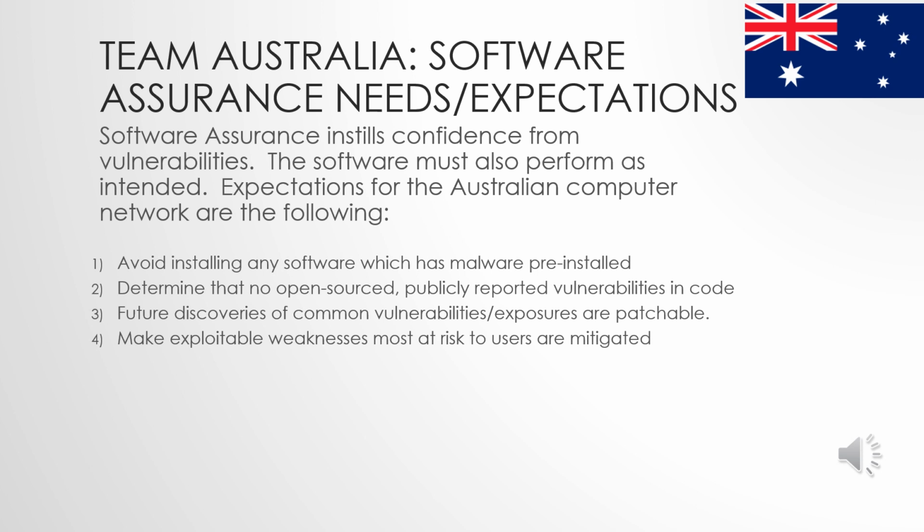Second, make sure that no vulnerabilities or exploitable parts of the source code are in the code prior to having the software accepted for operations. Third, and building on this, make certain that future discoveries of any common vulnerabilities and exposures can be readily patched. And finally, make certain that exploitable software weaknesses that put the stakeholders or users most at risk are mitigated before they are accepted for operations.